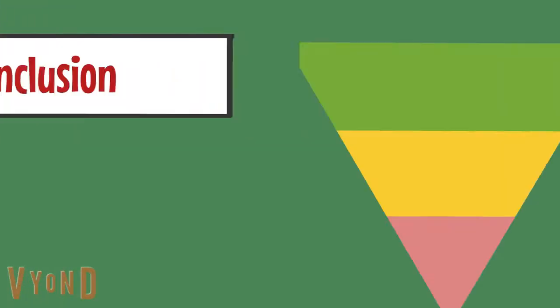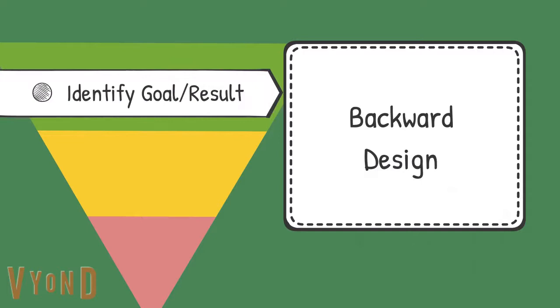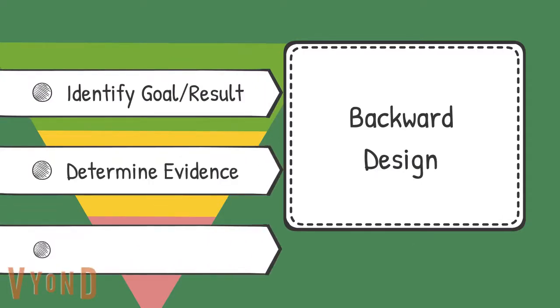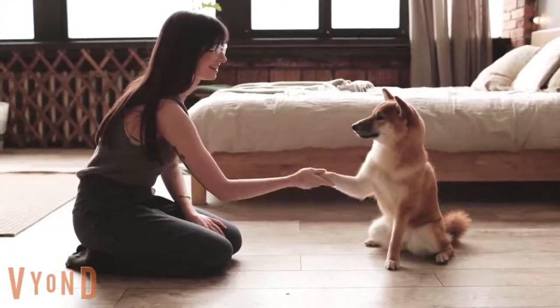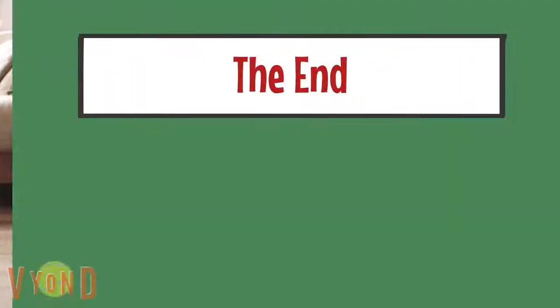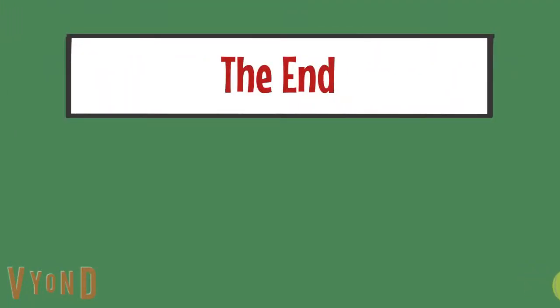So the short of it is that backward design allows us to develop and design our training beginning with the desired outcome and work backwards. It's an effective way to ensure the means truly lead to the optimal end. And that is backward design.